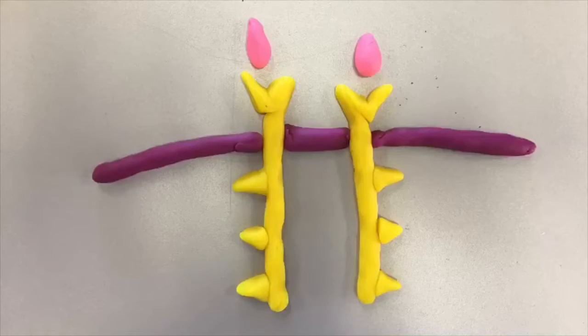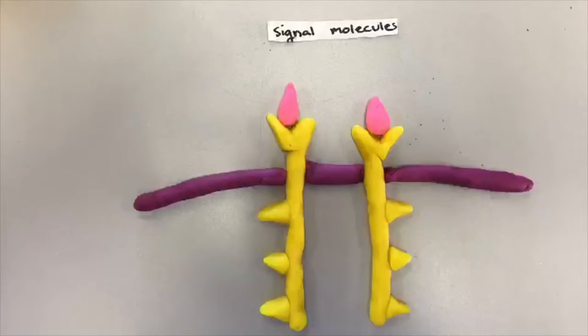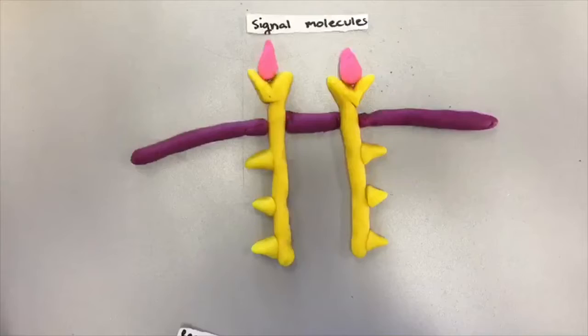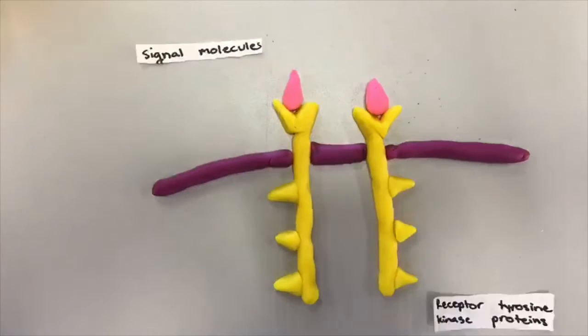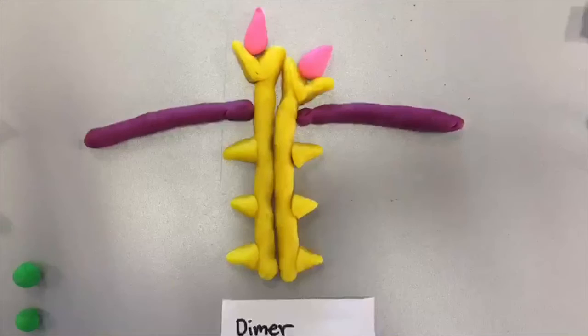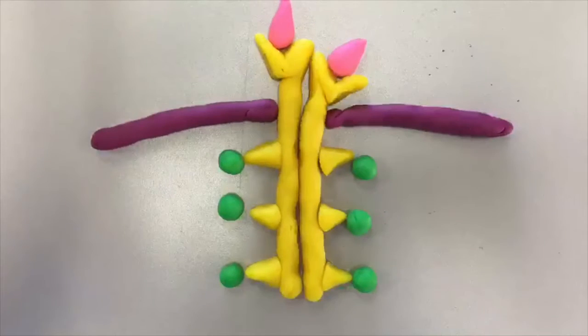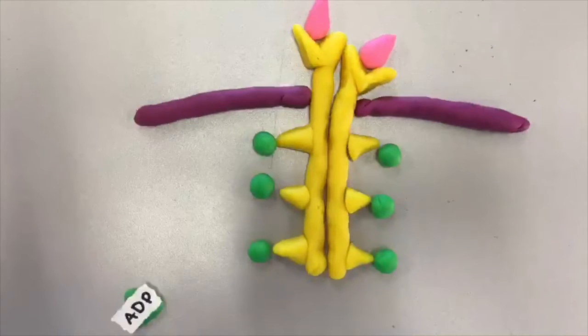With the tyrosine kinase system, two signal molecules must bind to the receptor tyrosine kinase proteins. These proteins are then activated and they bind to each other, forming a dimer. ATPs drop off one phosphate, which bond to the tyrosines. These 6 ATPs turn into 6 ADPs and exit the system.